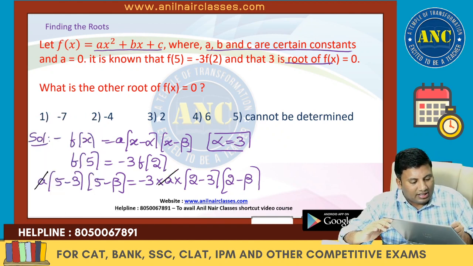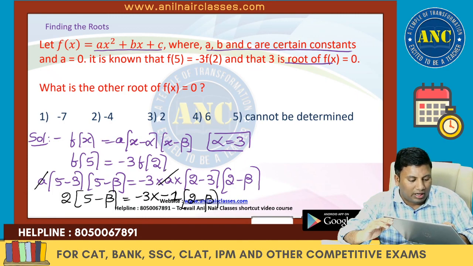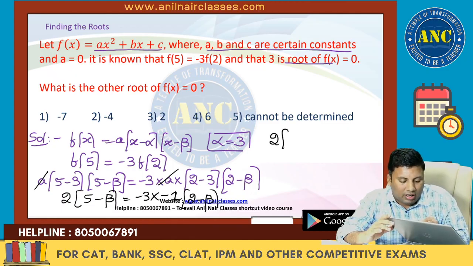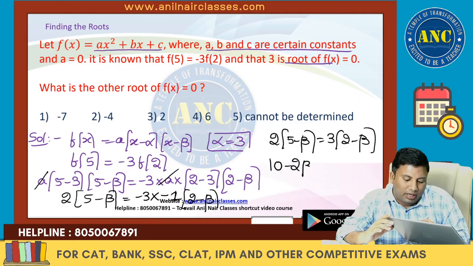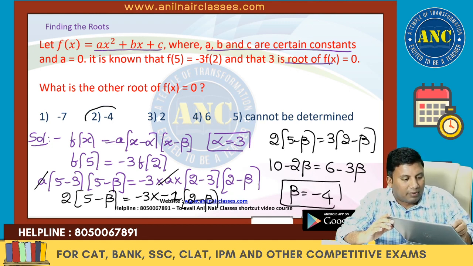A will get cancelled. 5 minus 3 is 2. 2 into 5 minus beta equivalent to minus 3 into 2 minus 3 is minus 1 into 2 minus beta. These are nothing but 2 into 5 minus beta equivalent to 3 into 2 minus beta. These are nothing but 10 minus 2 beta equivalent to 6 minus 3 beta. Beta is nothing but minus 4.